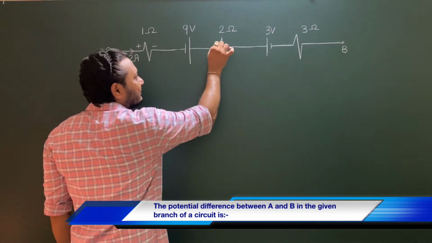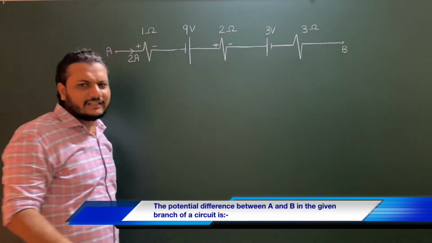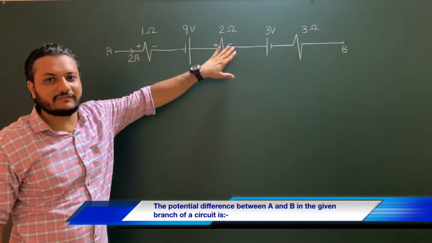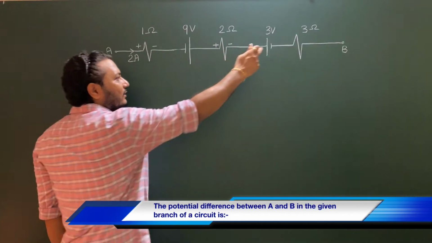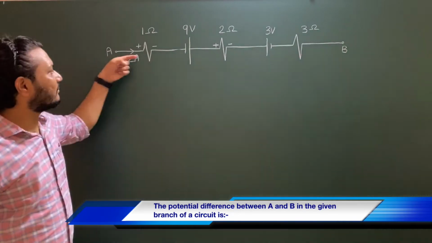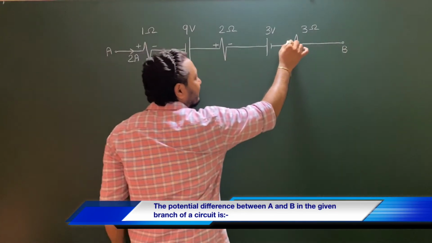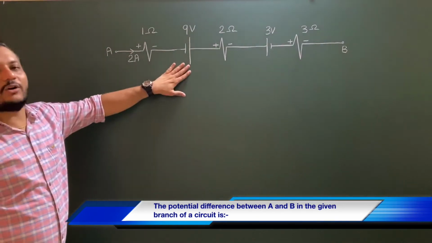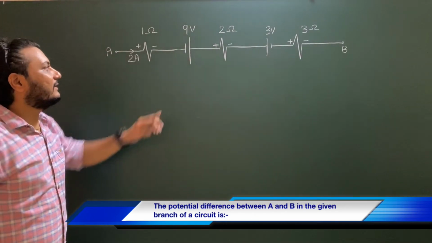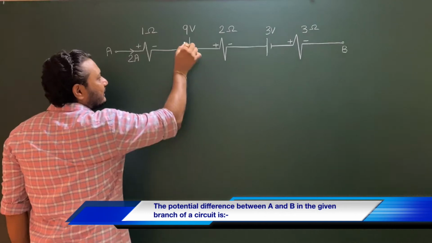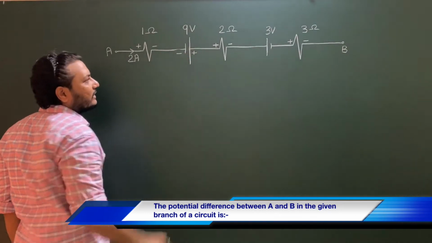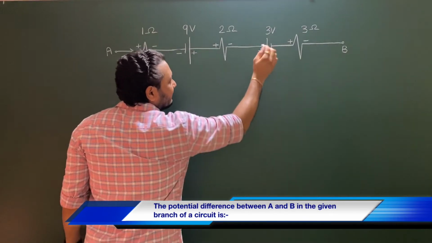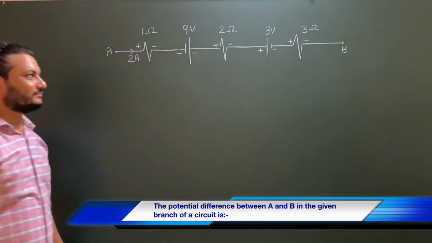So let us mark this as positive and negative. Generally, high potential is marked with a positive sign and low potential is marked with a negative sign. Same way, for this 3 ohm resistance, current is coming like this, so this must be high potential and this must be low potential. For a battery or a cell, the bigger line is always high potential and the smaller line represents low potential. The same way for this battery, this bigger line is high potential, the smaller line is low potential.